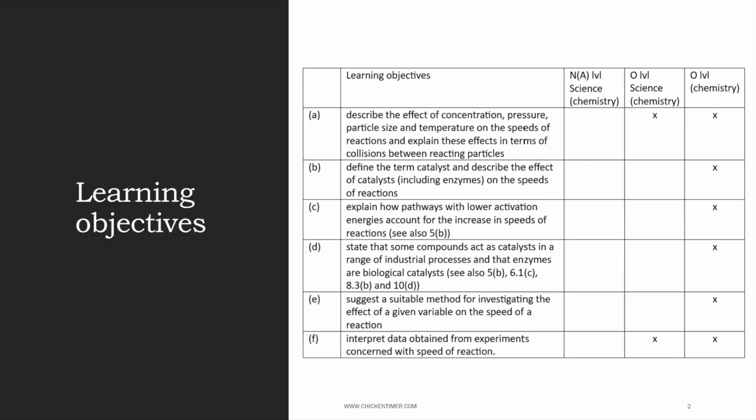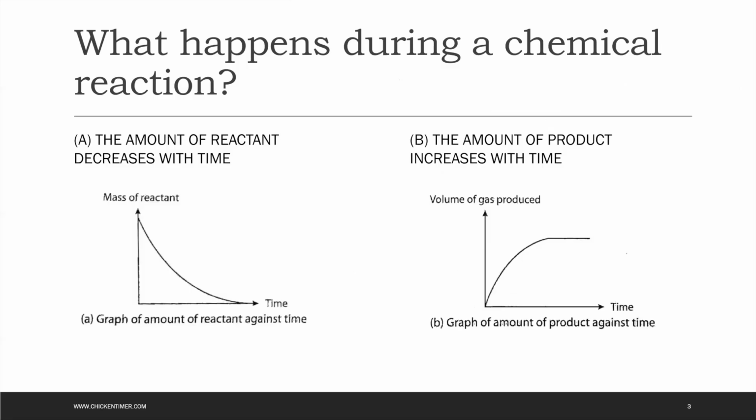So you only have A and F. I personally think E is in relation to F. If you have a chemical reaction, two things will happen, right? Your reactants will disappear, and then your products will increase.